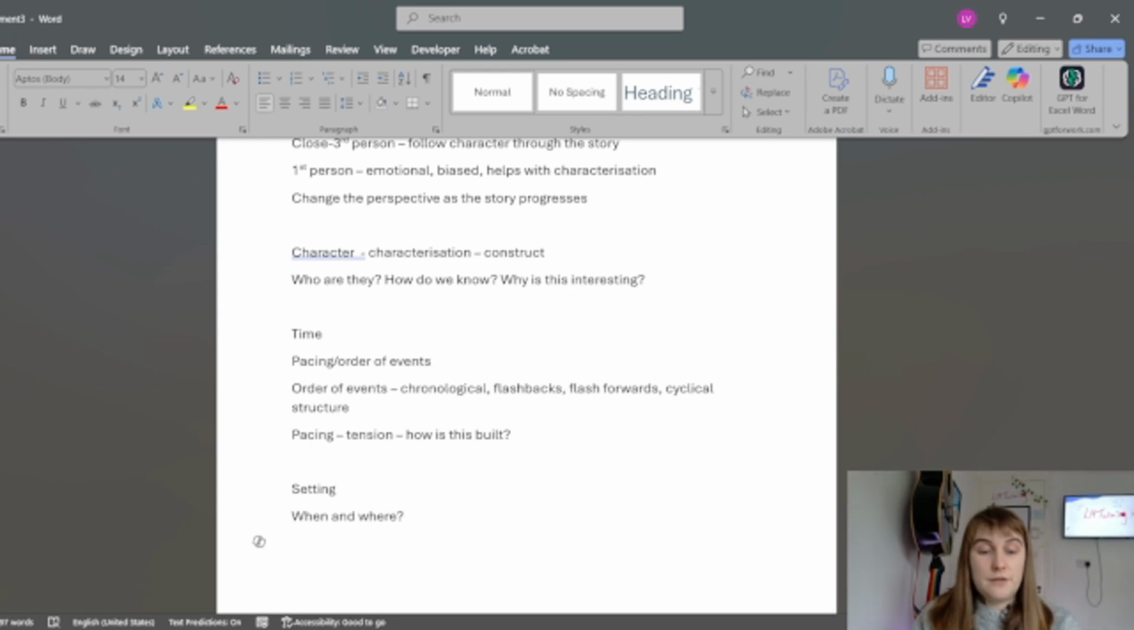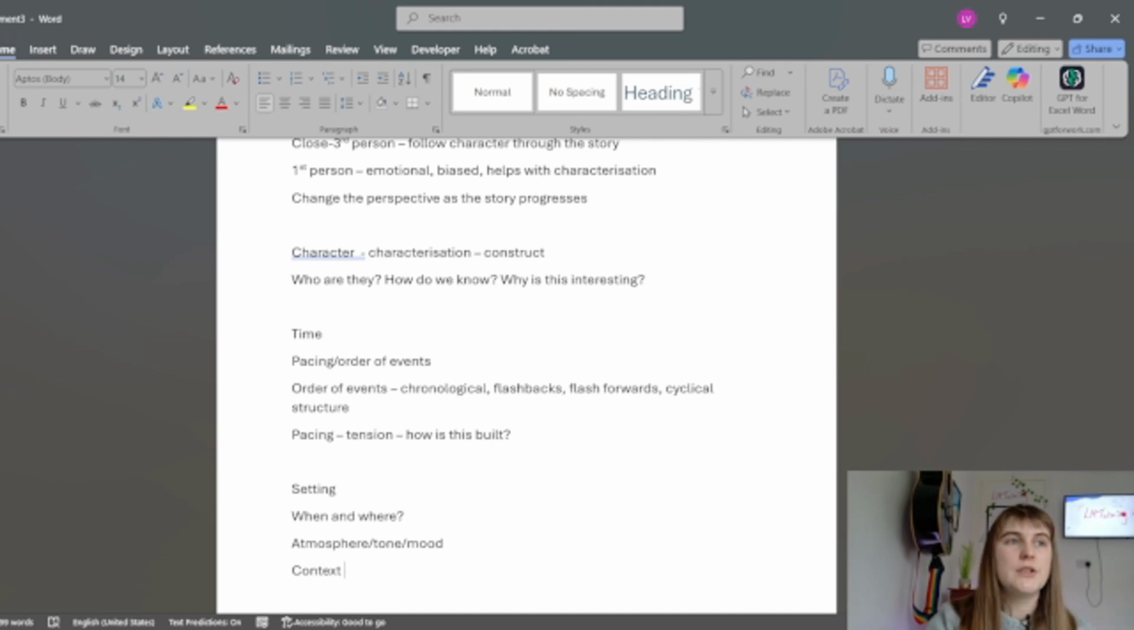So what this affects is the atmosphere, or the tone, or the mood of a text. So where we are affects how we feel. When we are affects how we feel. So a story based in 19th century London is going to be a very different story than a story that's based in the countryside in 2005. There are going to be different expectations we have of that setting, different things going on. The characters will behave differently within that context, because obviously what this affects is the context.